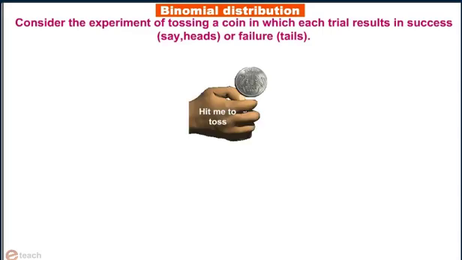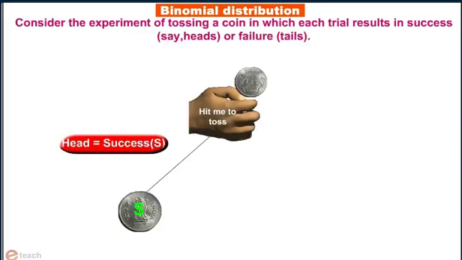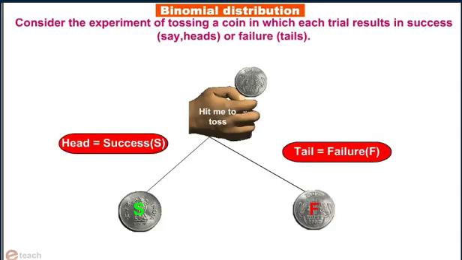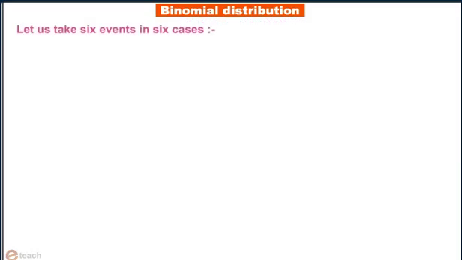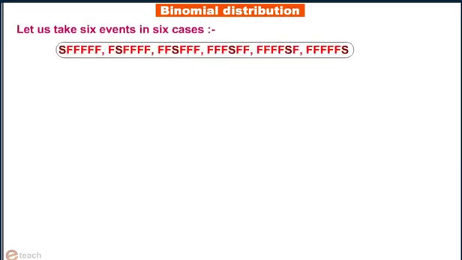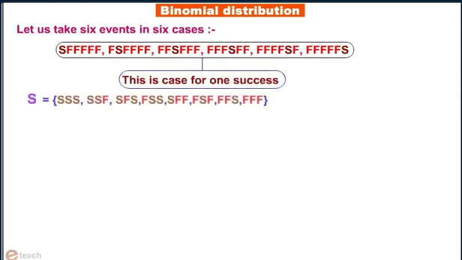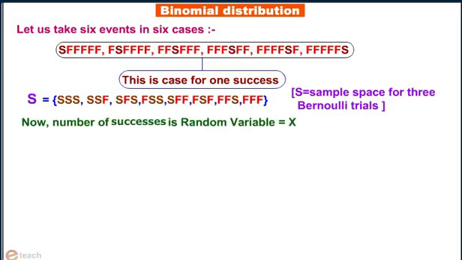Binomial distribution. Consider the experiment of tossing a coin in which each trial results in success, say heads, or failure, say tails. Let us take 3 events in 3 cases as shown. Then the sample space S for 3 Bernoulli trials is as shown. The number of successes is the random variable X.